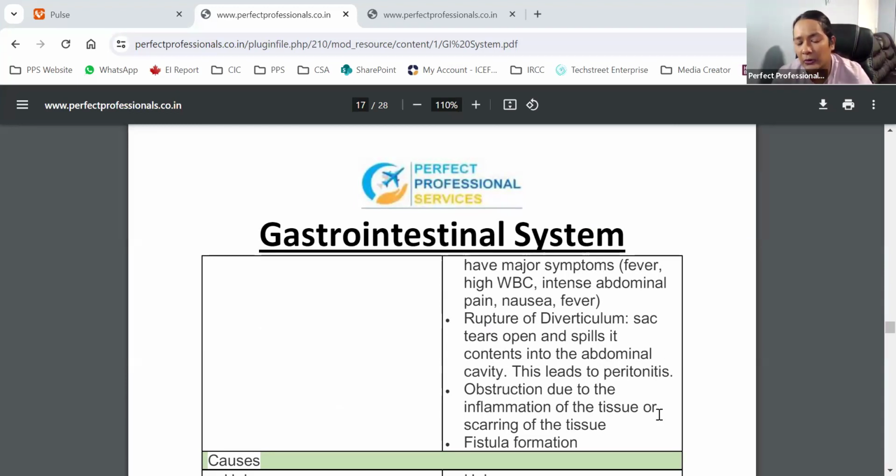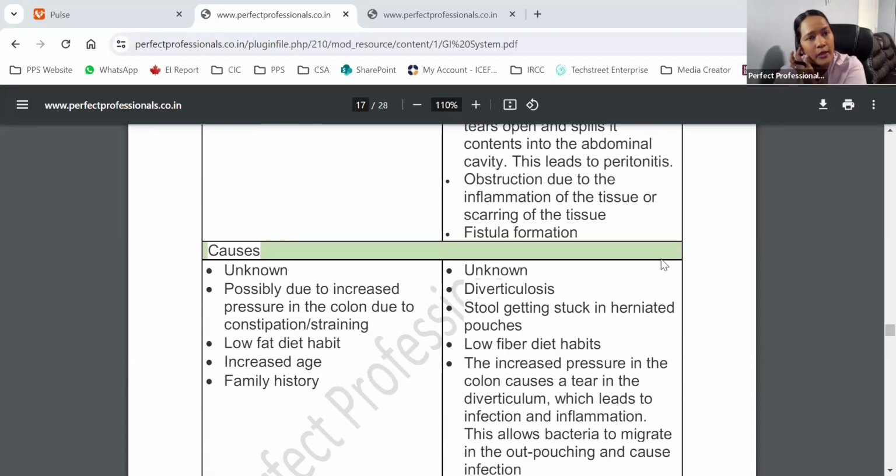Fistula formation can occur. The fistula will be between the intestine and another organ. There can be a fistula formation. Okay, now I'm covering both at the same time, so don't get confused.